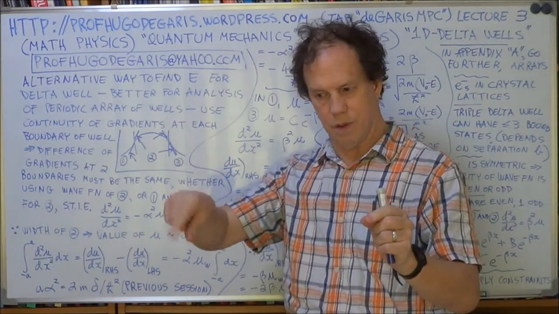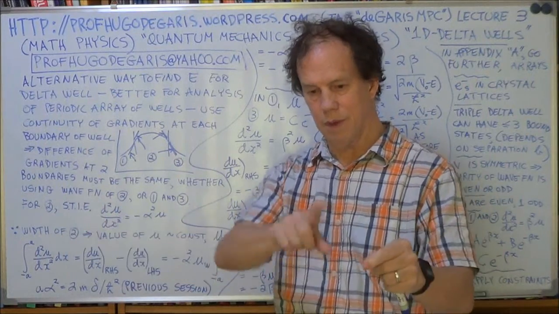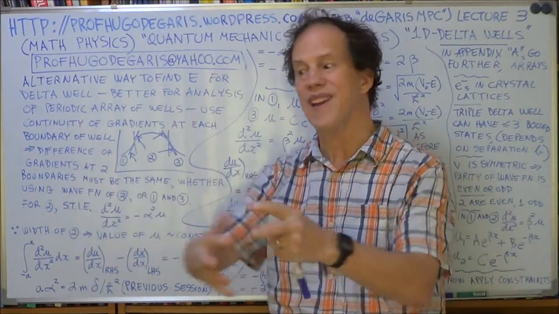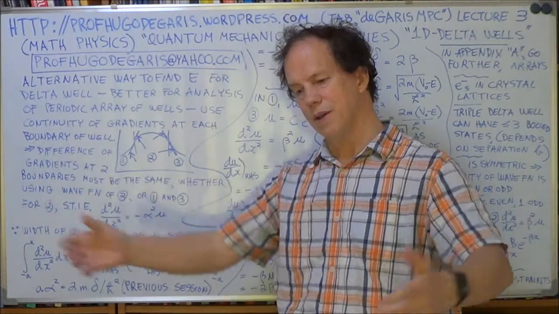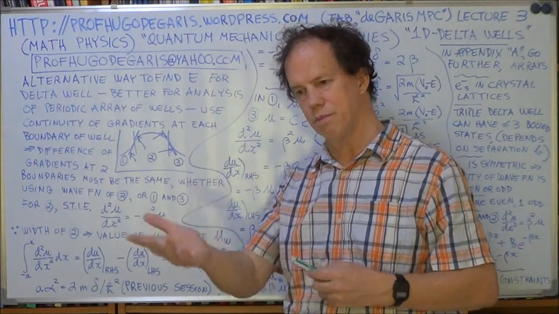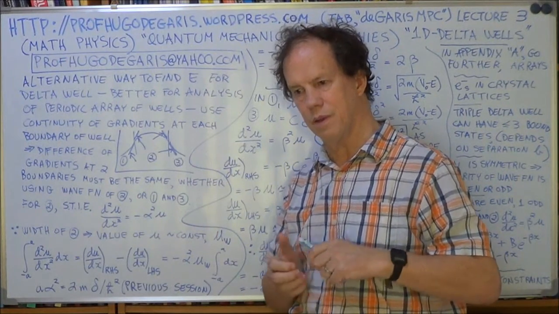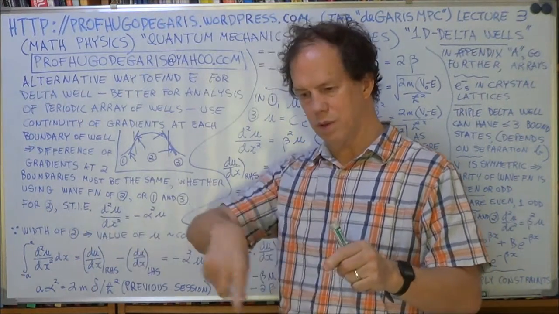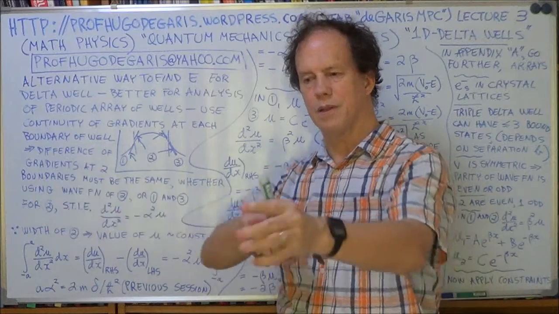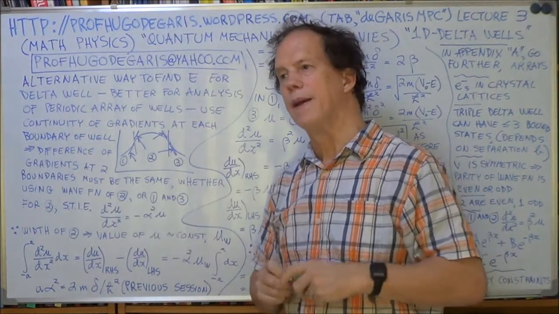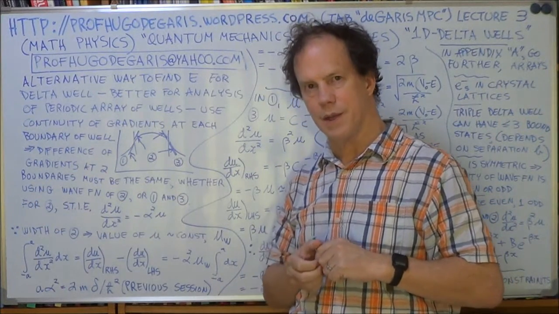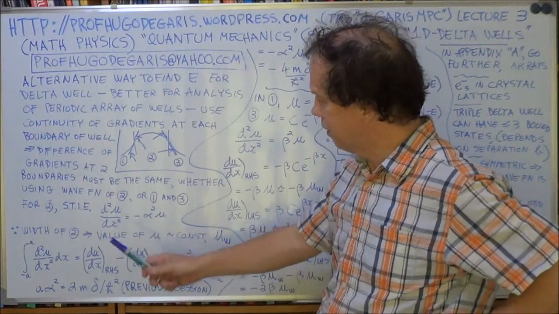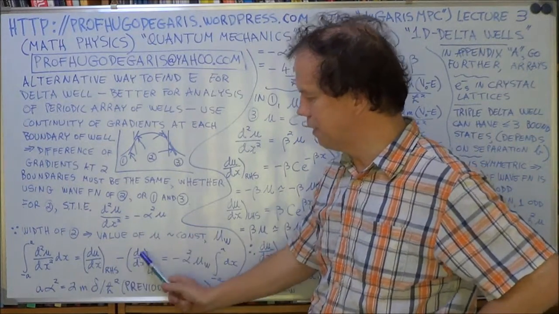The atoms are in a crystal, so they're periodically arrayed, and so to analyze the quantum mechanics, you can do the quantum mechanics of the conducting electrons, the electrons that move with these delta wells all over the place in a periodic array. So we'll be able to analyze that using this difference in gradient technique.